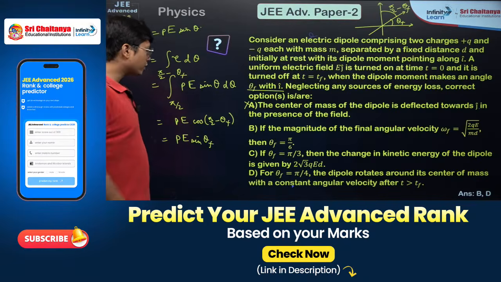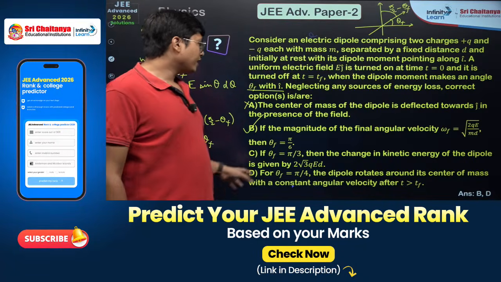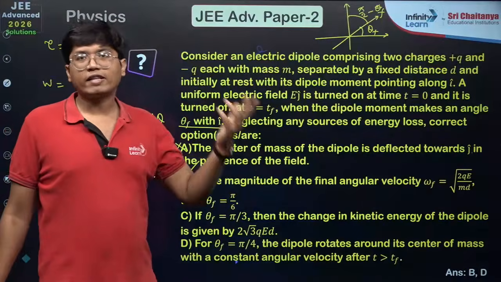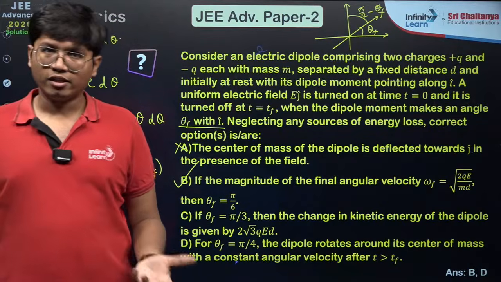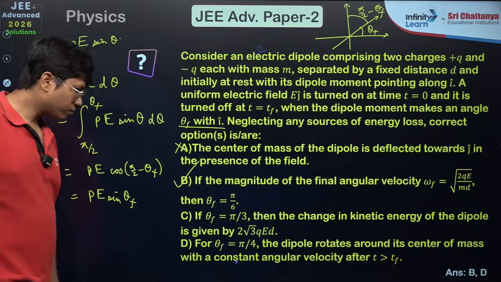Not getting into the calculations, but if I remember correctly, option B will come correct. Next, same thing over here. You want to find the change in kinetic energy when it turns by this. Just find the work done. That's the change in kinetic energy. Just swap out theta f with pi by 3, and you get the answer.